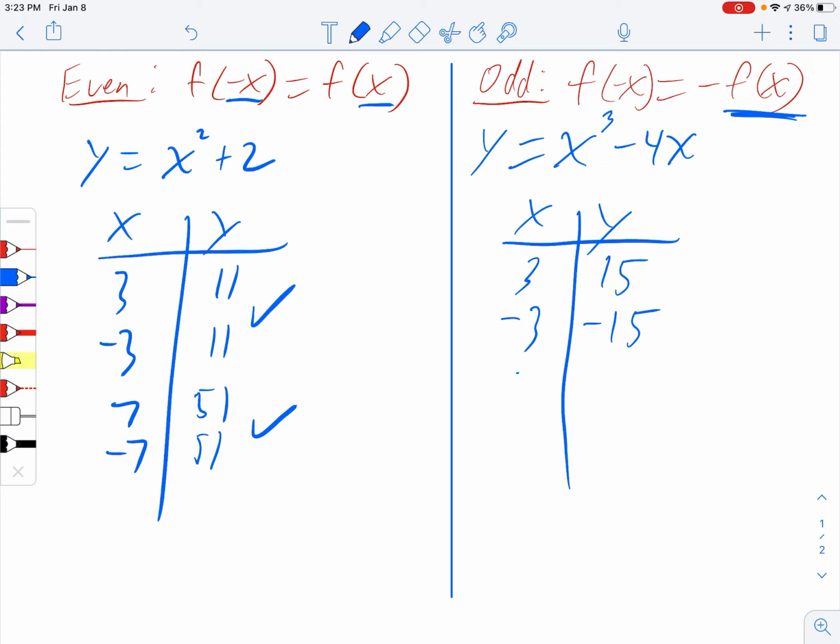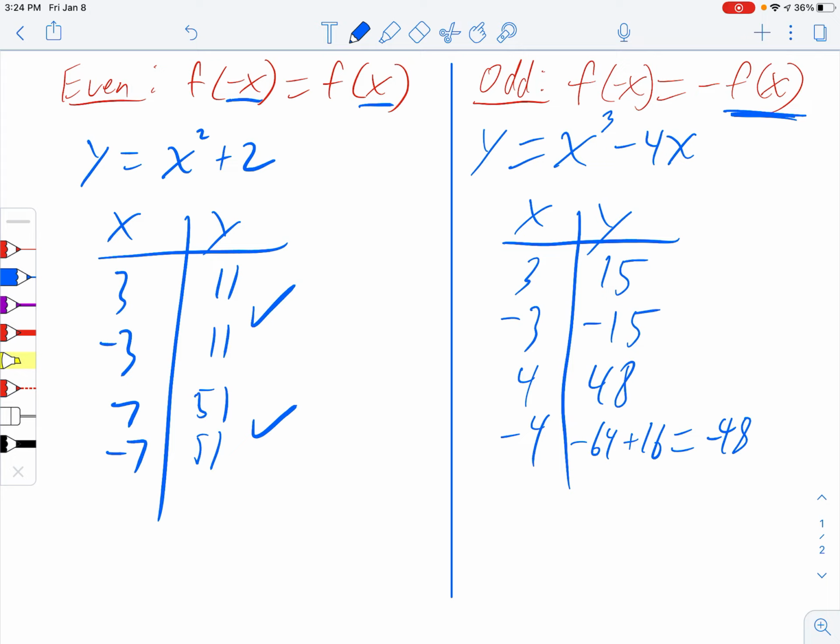And again, if we pick, let's say, 7, no, I don't want to cube 7. Let's do 2. So 2 cubed is 8. Oh, that's a terrible example because it gets me 0. Let's try 4. So 4 cubed is 64. Minus 16 is 48. So now when I plug in negative 4, I'd expect to get negative 48. And I do, because I get negative 64, and then negative 4 times negative 4 is plus 16, which is negative 48. So that's what it means to be an odd function.